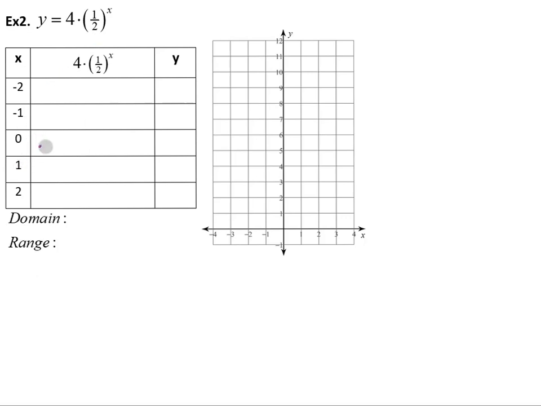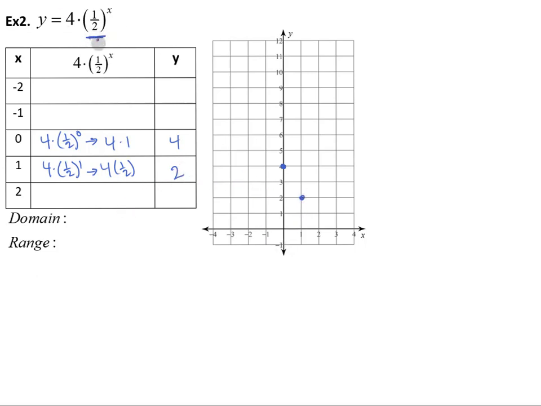So let's plug in some of these values, and let's start with the easiest exponent, which is probably the 0 power. 1/2 to the 0 is 1, so we get 4 times 1, or 4. So 0, 4 is a point on my graph. Let's plug in 1. Let's do the nice positive exponents here. 1/2 to the first power, of course, is 1/2, and 1/2 times 4 is 2, half of 4.